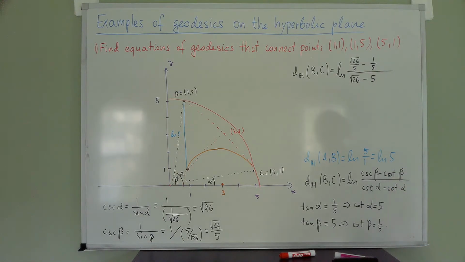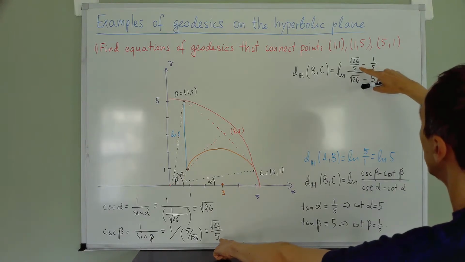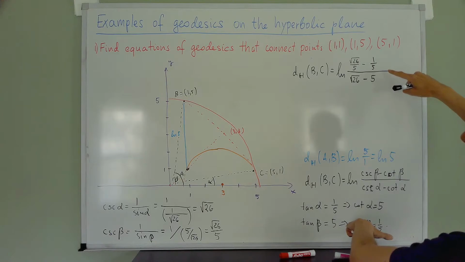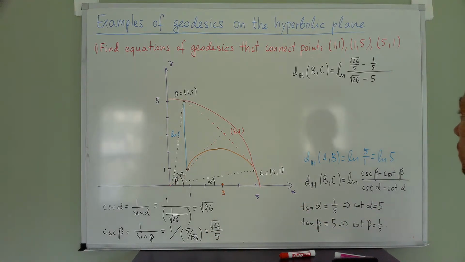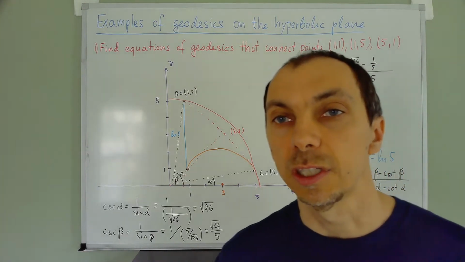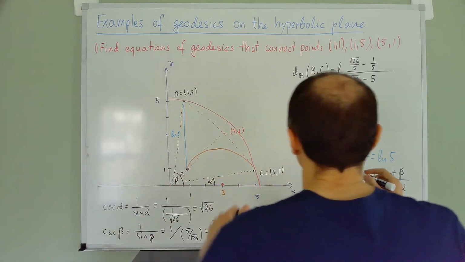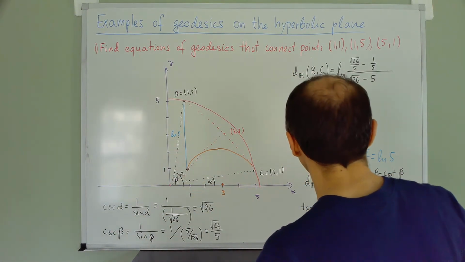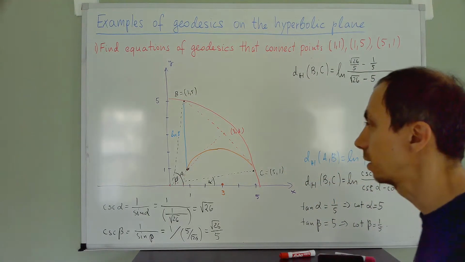Okay, so I hope that's all okay. So that's cosecant beta minus cotangent beta divided by cosecant alpha minus cotangent alpha. Okay, so that's the hyperbolic distance between B and C. So that's the length of this arc here. I'm not going to write that. That's the actual hyperbolic length of this side.